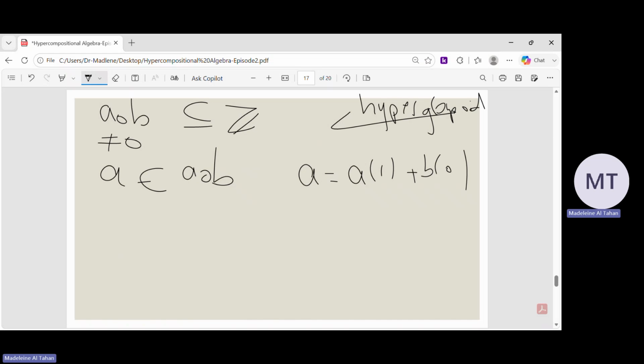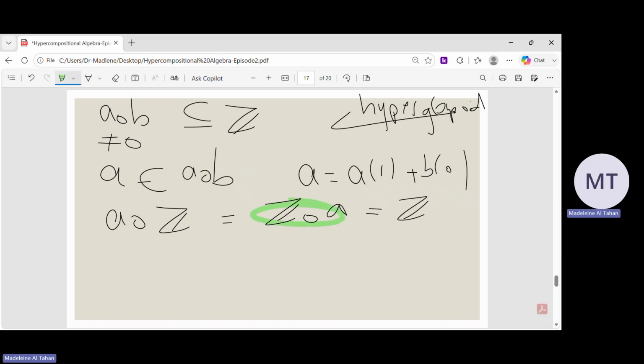Now, the next step, we also need to prove associativity. And the associativity is simple here. I will leave it for you as a simple exercise. And we will prove also the quasi-hypergroup. Quasi-hypergroup means that we need to prove that A round Z is equal to Z round A, equal to Z.